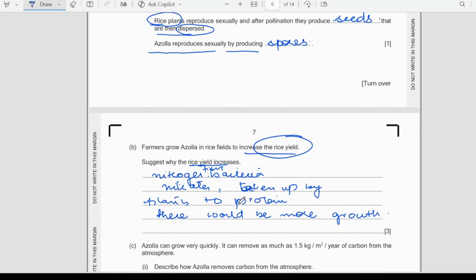Next, azolla can grow very quickly. It can remove as much as this percentage of carbon from the atmosphere. Describe how azolla removes carbon from the atmosphere.